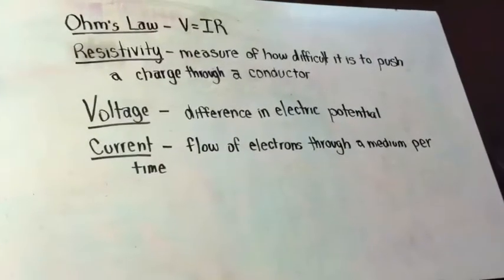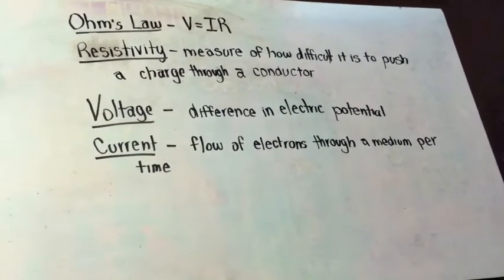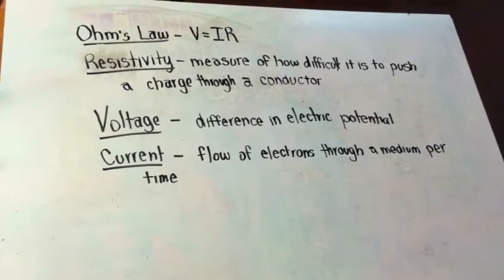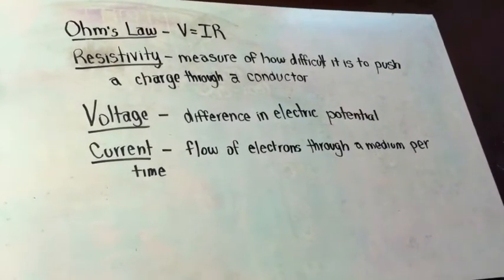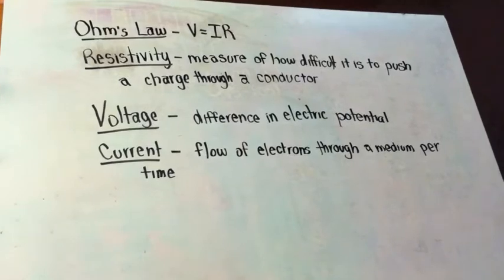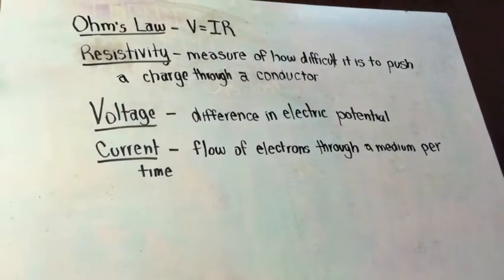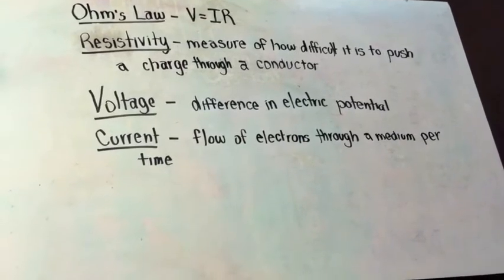And this video is to help prove Ohm's law. Ohm's law states the relationship between voltage, current, and resistivity. So V equals IR. The definition of resistivity is a measure of how difficult it is to push a charge through a conductor. Voltage is the difference in electric potential.